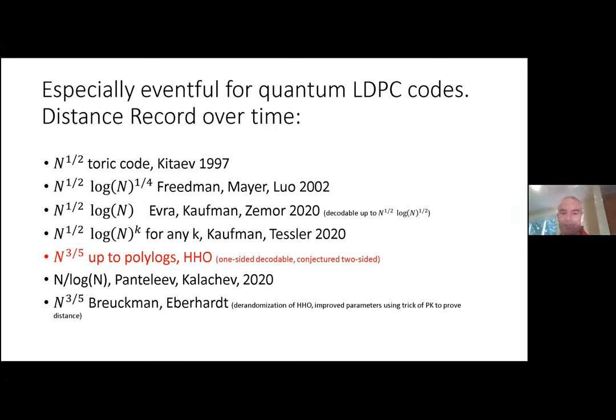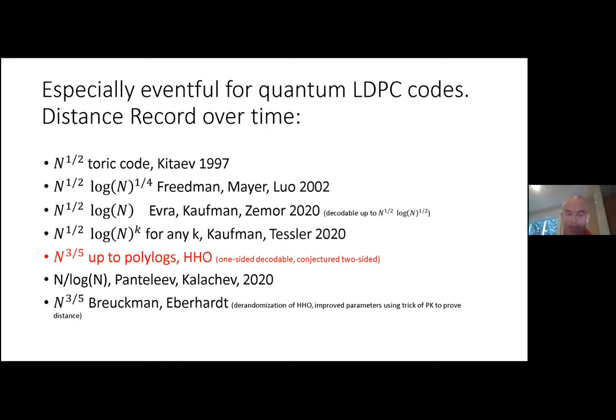Then a lot of things happened in 2020. This went up by another factor of log n by Evra, Kaufman, and Zémor, and they showed also decodability beyond the square root barrier. Then log n to any power by Kaufman and Tessler. Then finally, there was the first code that was really strictly bigger than n to the 1/2, not just by polylogs, but something at least n to the 0.51. So that's the code I'll be talking about. And this code is one-sided decodable, meaning it's decodable against one kind of errors, and conjecture that it is two-sided decodable.